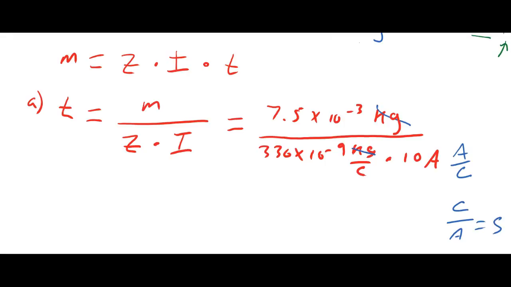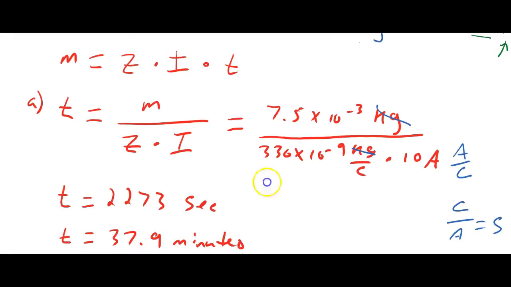So when we do the math here, our time comes out to be 2273, and the unit is seconds. Now if we divide that by 60, we can say that that is equal to 37.9 minutes.